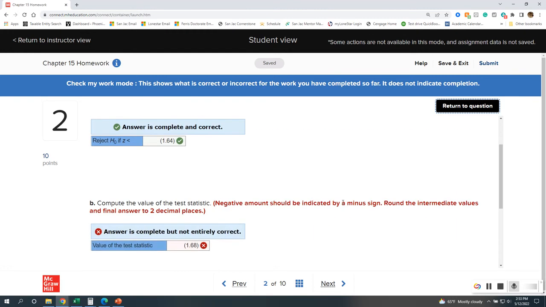Huh. Now we do know that the calculation was correct in the way that it was reading.